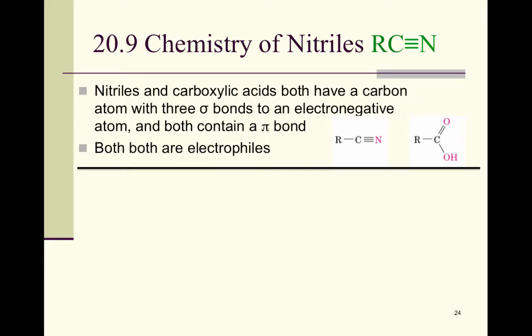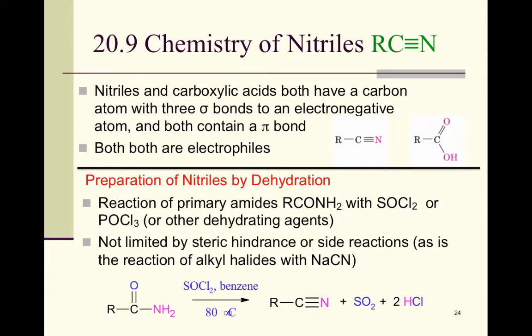Chemistry of nitriles. Nitriles and carboxylic acids both have a carbon atom with 3 sigma bonds to an electronegative atom, and both contain a pi bond. Both of these are electrophiles. One way to synthesize nitriles is through dehydration. The reaction of a primary amide with SOCl2 or POCl3 or any other dehydrating agent will cause the synthesis of a nitrile.